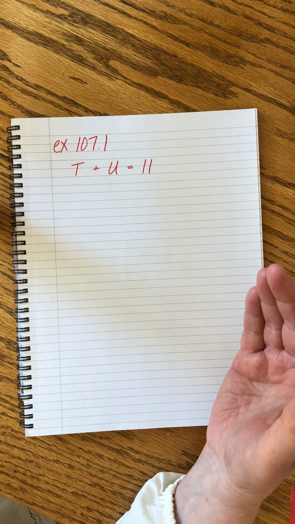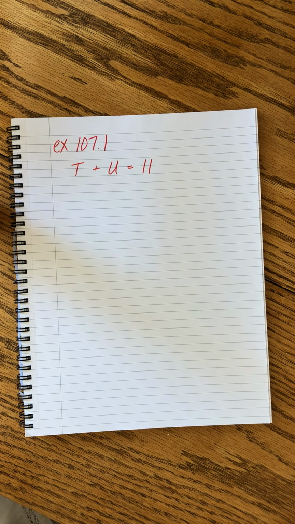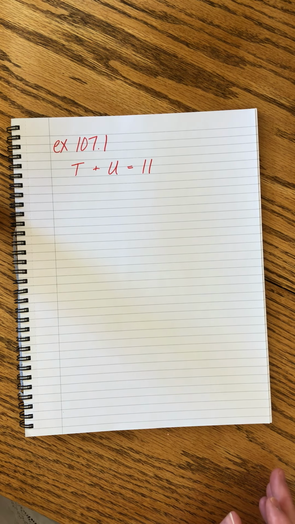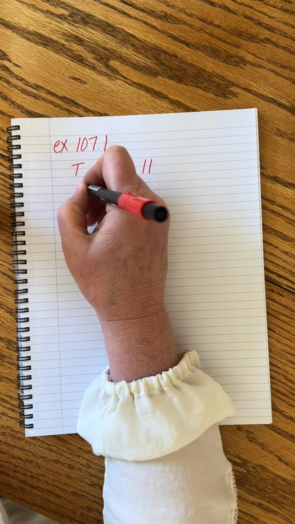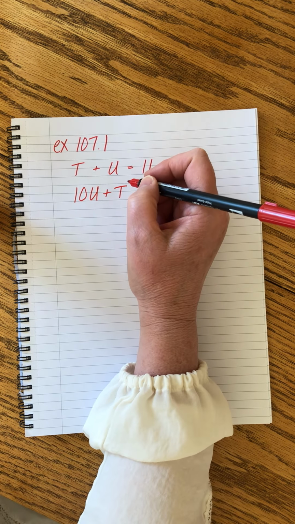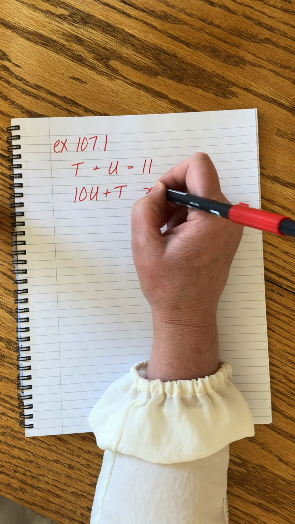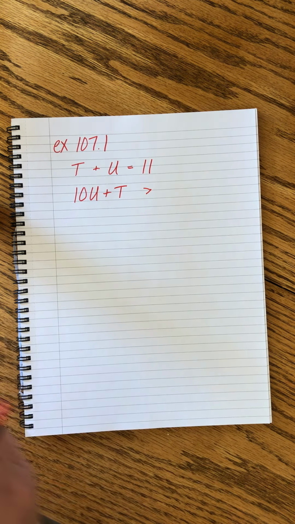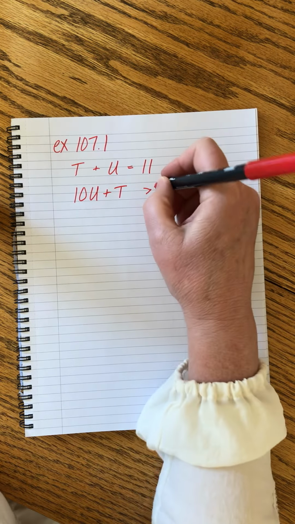If the digits are reversed, the new number is greater than the old number. Okay, if the digits are reversed, that means this. So 10u plus t, if the digits are reversed, the number is greater than, and I'm not going to tell you by how much, the original number. We write the value of the original number like this.